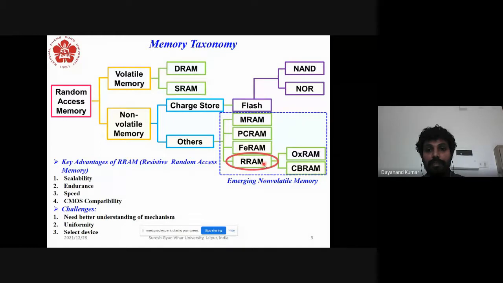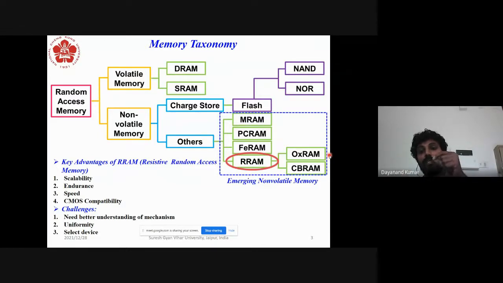Basically, resistive random access memory has two parts. The first is the oxide-based RRAM. Oxide-based RRAM means a conductive filament is formed between two electrodes due to the oxygen vacancies. Because if you apply the voltage to the top or bottom electrode, a conductive filament is formed due to the generation of oxygen vacancies in the resistive switching layer. So due to the formation of the conductive filament, the device can store the data. That is the oxide-based RRAM.